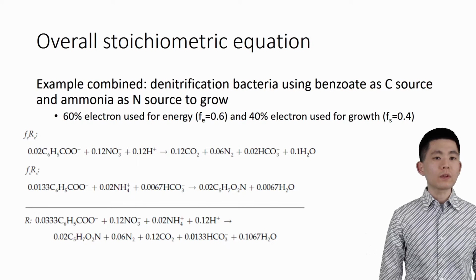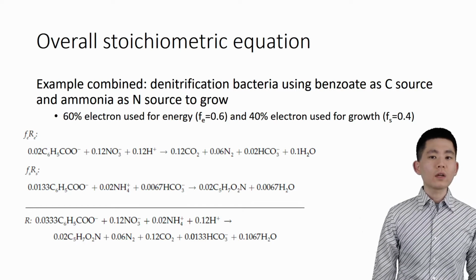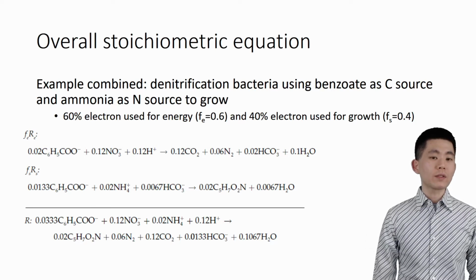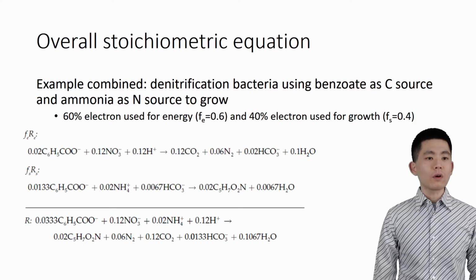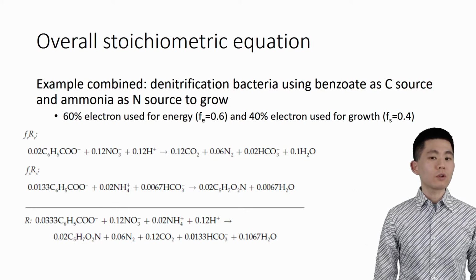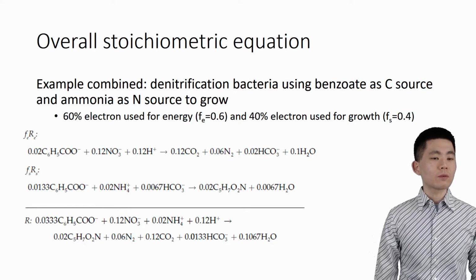Let's continue with the previous example. We can look at the overall reaction of the denitrification bacteria using benzoate as carbon source and ammonia as nitrogen source to grow. We can assume that 60% of the electron is used for energy and 40% of electron is used for growth. So Fe is 0.6 and Fs is 0.4. We can multiply Re by Fe and multiply Rs by Fs, then simply combine these two components together.